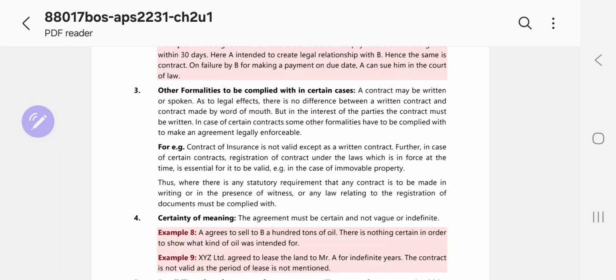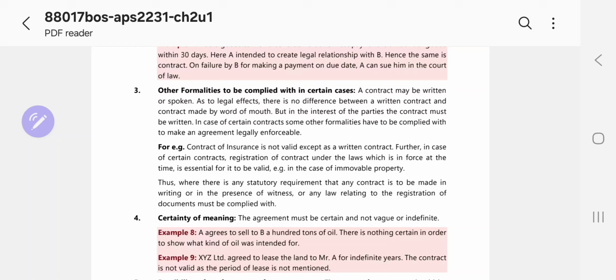Legally, in some cases, as a statutory requirement, for example in insurance contracts, the contract should always be in written format. If the insurance contract is in oral format, in the court of law that is not considered a valid contract, but an invalid contract. So an insurance contract should be a written contract. If you are registering any house property or any immovable property, that contract or those terms and agreement should also be written. So, other formalities to be complied with in certain cases.